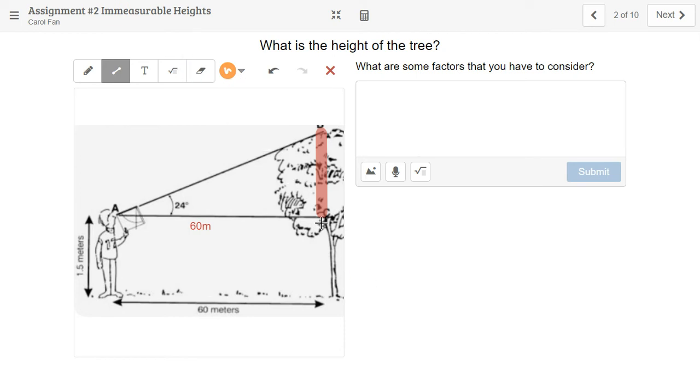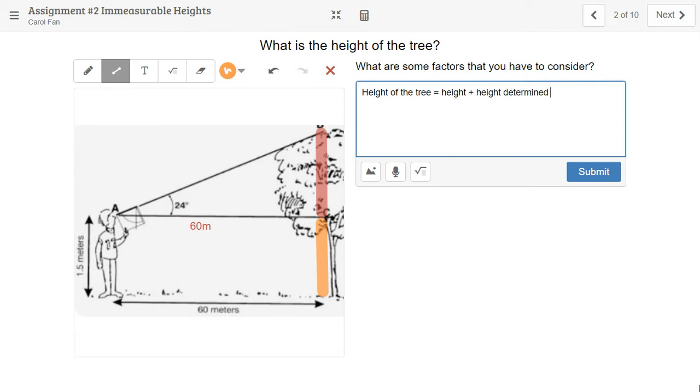I also know the height from here to the ground because that is the person's height. So if I took the person's height, add that to the distance that I've measured using trigonometry, then I have the entire height of the tree. So the height of the tree is our own height plus the height that was determined by trigonometry.